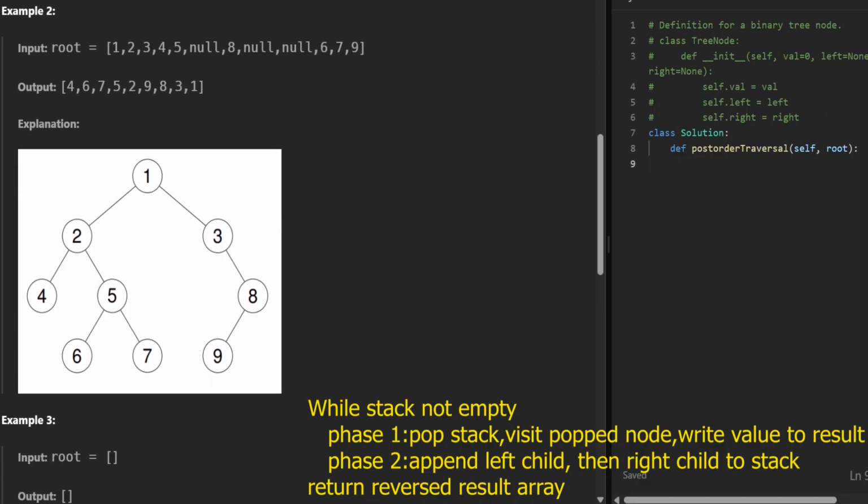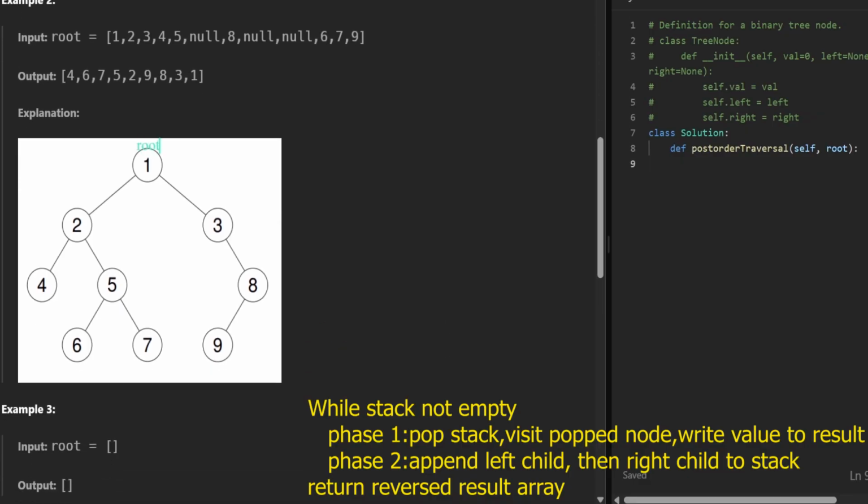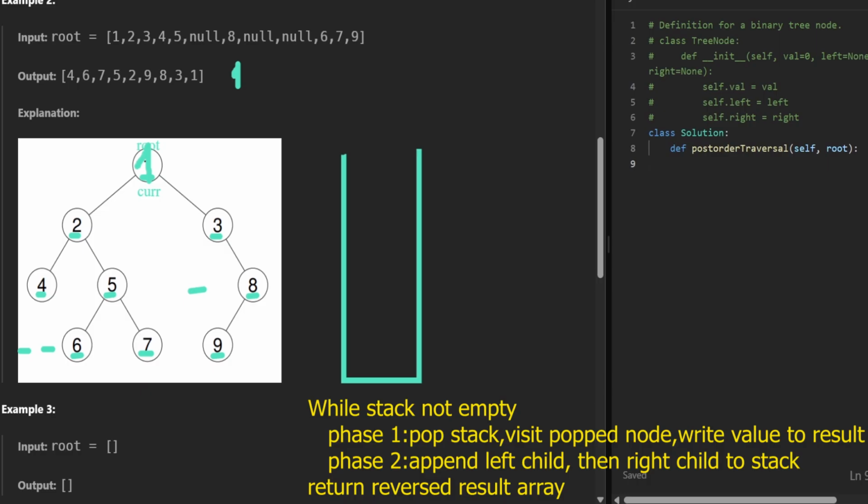Let's move on to the second example. Given pointer root that points to node value 1 of a binary tree, 1, 2, 3, 4, 5, null, 8, null, null, 6, 7, and 9. First things first, append the root node value 1 onto the stack. Now begin the two-phase process. Phase 1, pop the stack, create pointer curr to point to the popped node 1 and append value 1 to the result. Phase 2. Append left child node value 2 and right child node value 3 onto the stack.